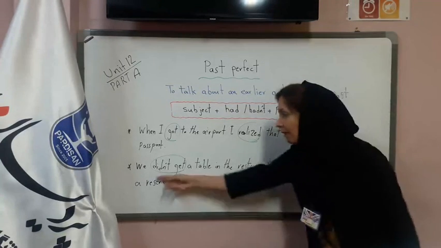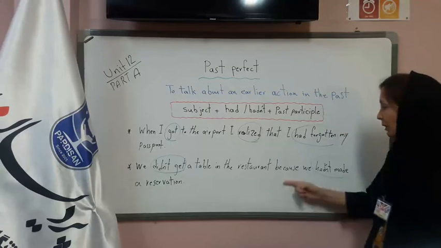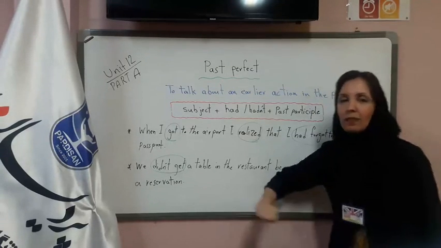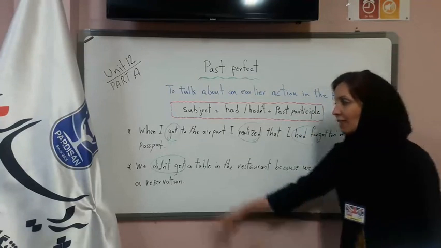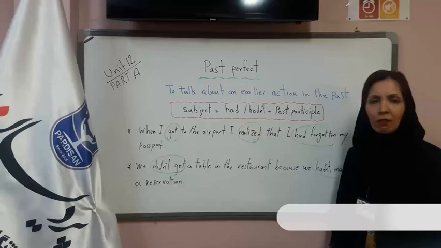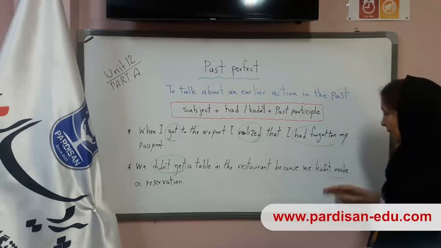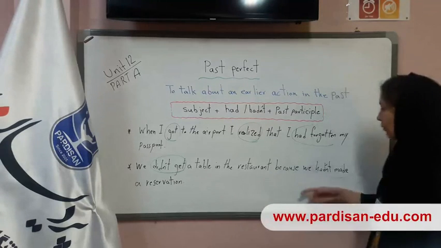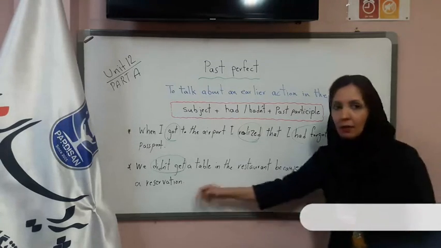Another example. We didn't get a table in the restaurant because we hadn't made a reservation. We have two actions, getting a table and making a reservation. Which action happened first? Making a reservation. So we use hadn't made a reservation.